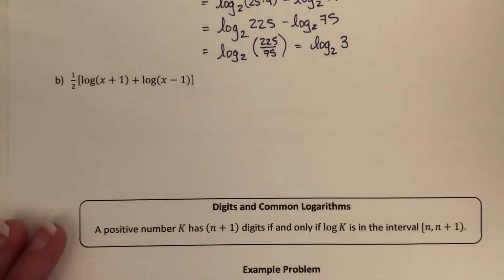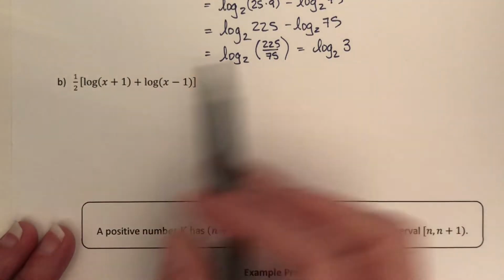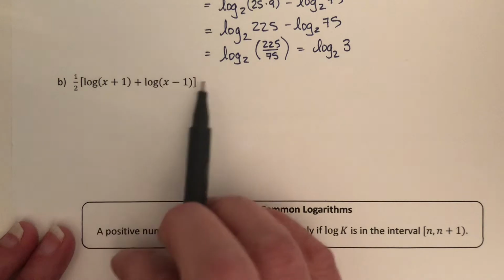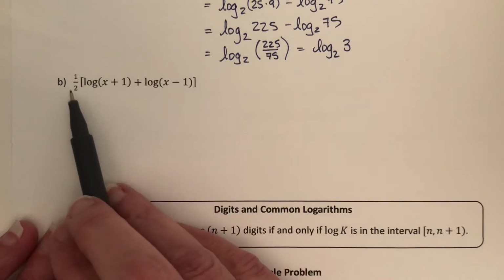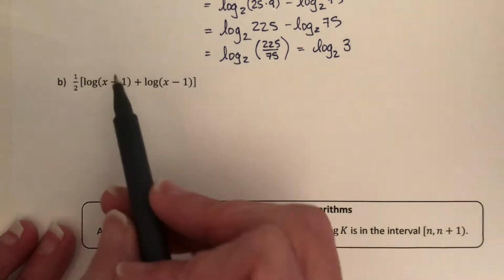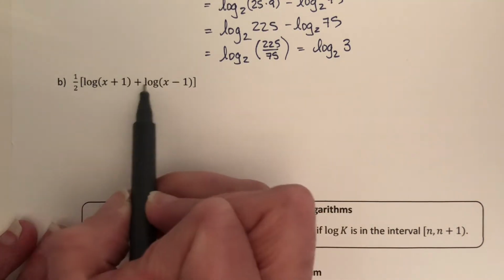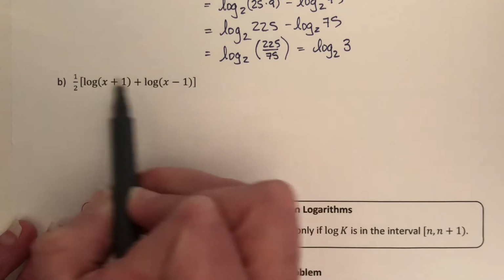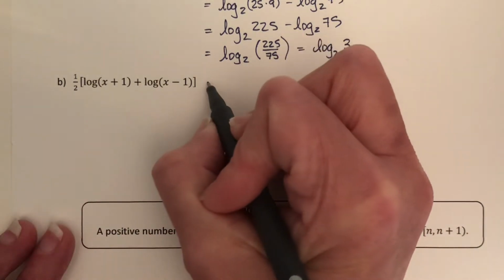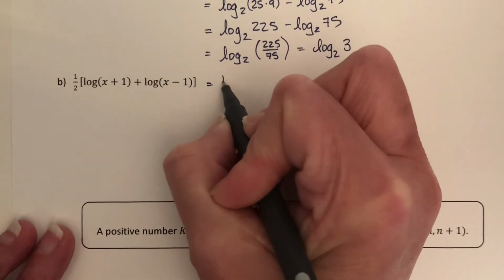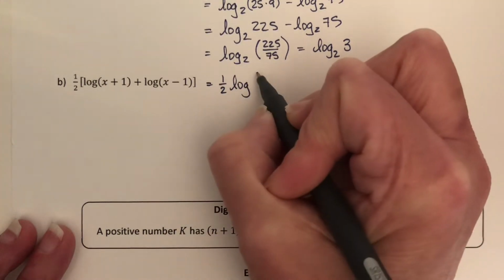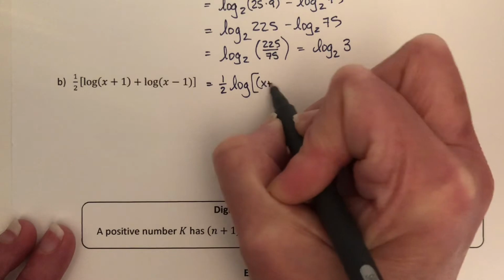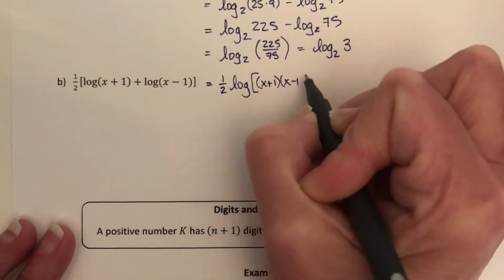Now let's do this one. Our multiplier is in front, but these are in brackets, so I can go ahead and combine these, and then I'll deal with that 1/2 after. Since this is an addition, I can combine these using multiplication. And I would get 1/2 log of x plus 1, x minus 1.